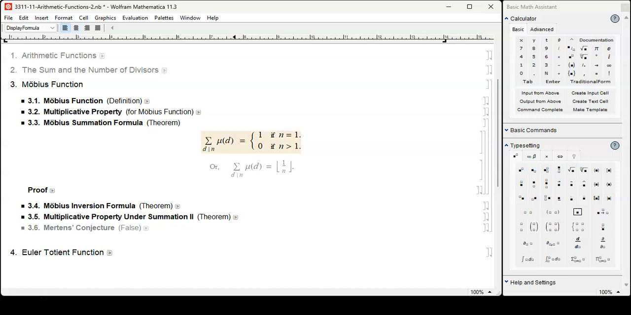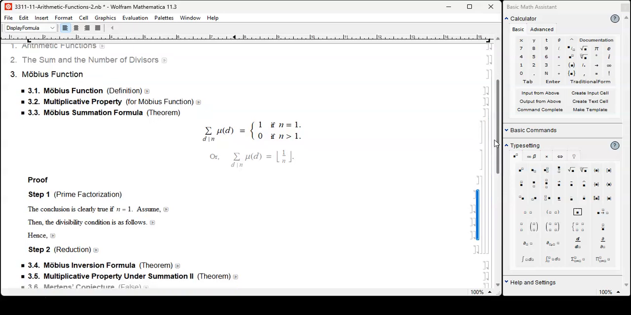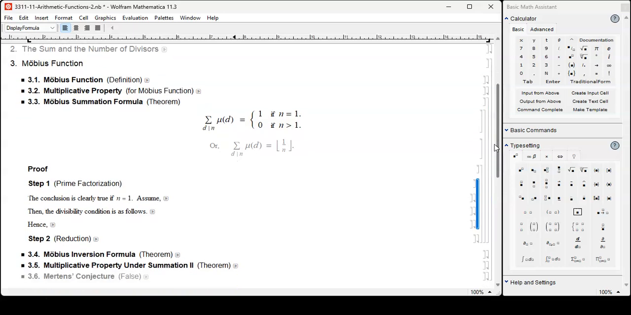So we have to prove that the sum of mu of d for all positive divisors of n is 1 for the special case n is 1, otherwise all 0. Now the special case when n is 1, there's nothing to prove basically. The only divisor of 1 is itself, and mu of 1 is 1. So 1 equals 1, there's nothing to prove.